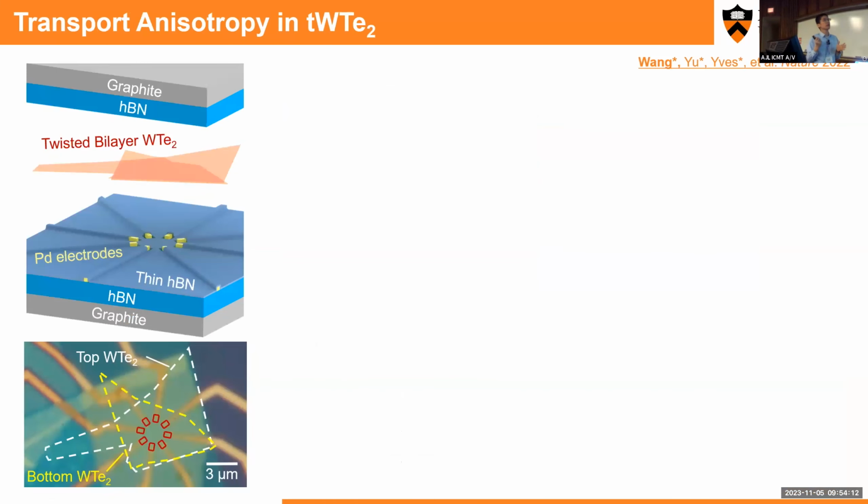But we didn't see any lattice reconstruction in this large twist angle. If you go to much lower angles, there may be a lot of lattice reconstruction. So let's move forward to the anisotropy measurement, or the electrical transport measurement.